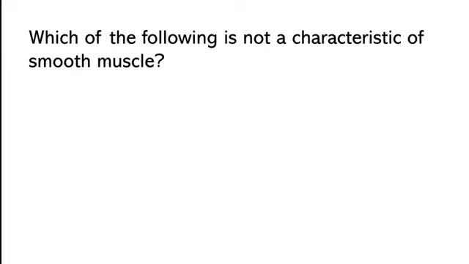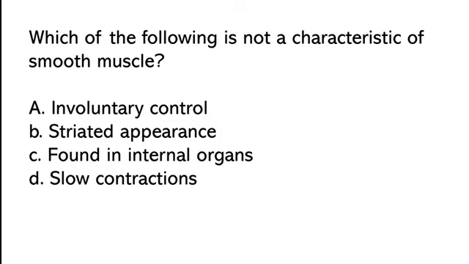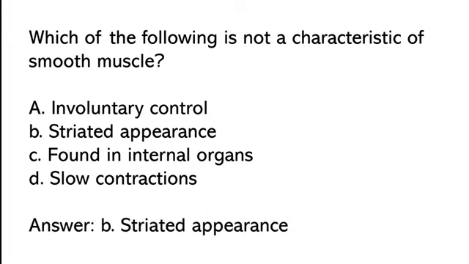Which of the following is not a characteristic of smooth muscle? Involuntary control, striated afference, found in internal organs, slow contractions. So the correct answer is option B, striated afference.